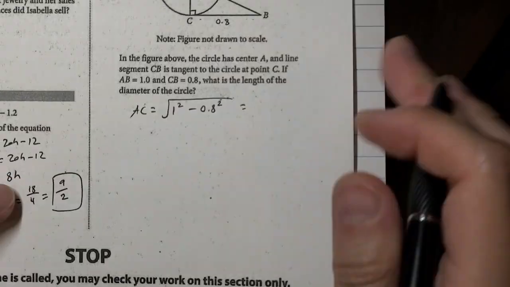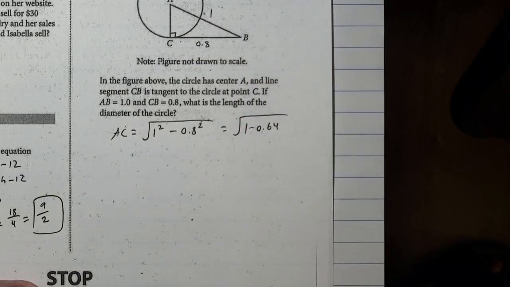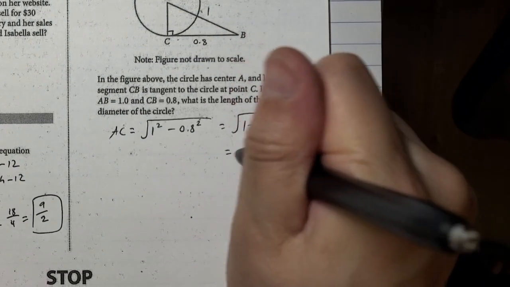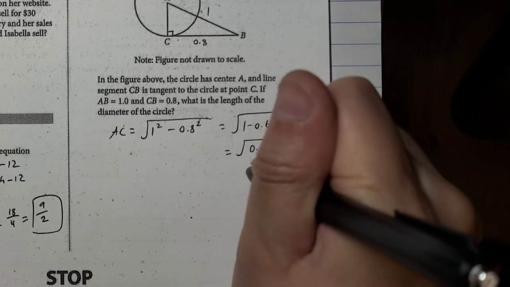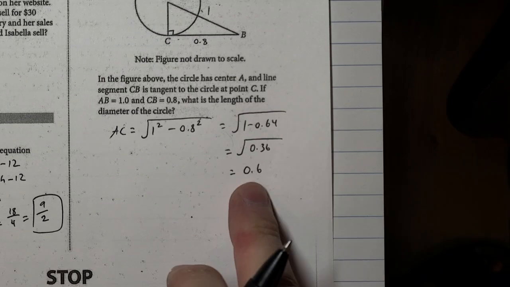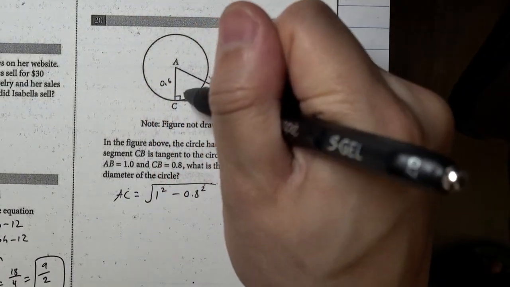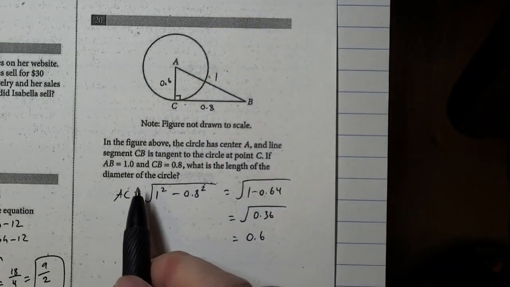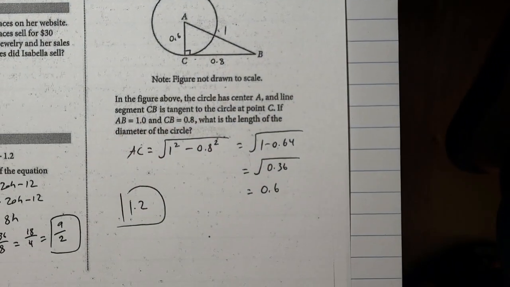We don't have a calculator here, so we gotta be able to do this. So this is 1 minus 0.64, okay, which is square root of 0.36, which is 0.6. AC is 0.6. Notice this is the radius. So the diameter is twice of this. So that would be 1.2. That's your answer.